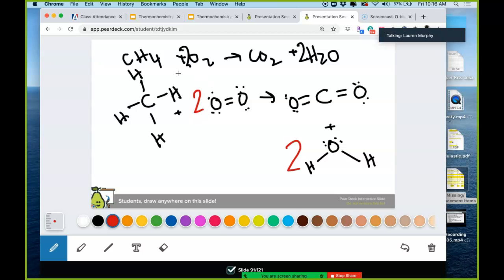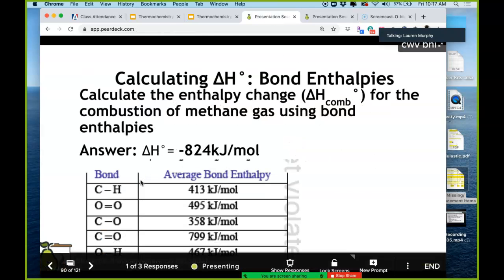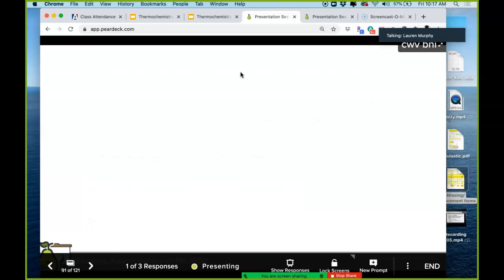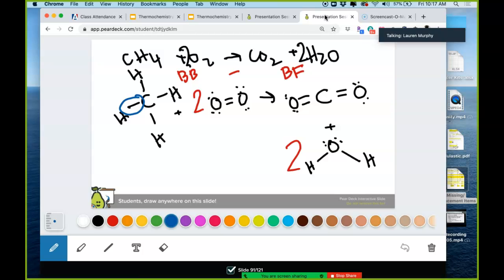Now remember, this is bonds broken minus bonds formed. Remember, in chemistry, you break bonds of reactants to form new bonds as your products. That's the point of a chemical reaction. So bonds broken minus bonds formed. You look at methane, and this is a carbon-hydrogen bond. So you look back over here and you go, okay, the energy stored in a carbon-hydrogen bond is 413 kilojoules per mole.